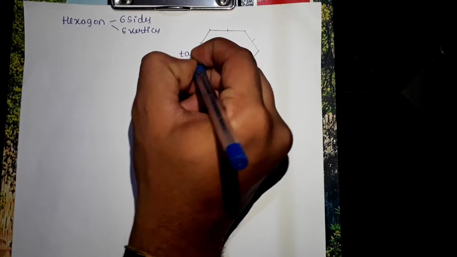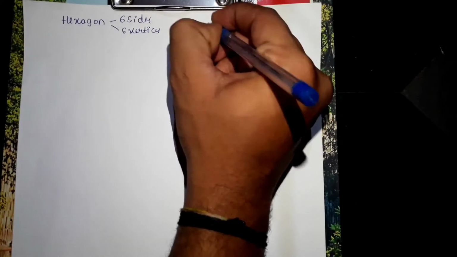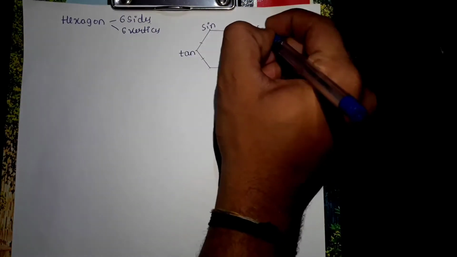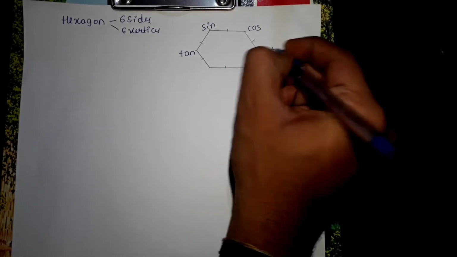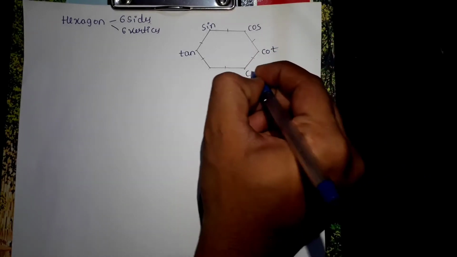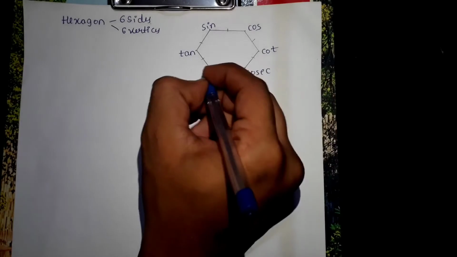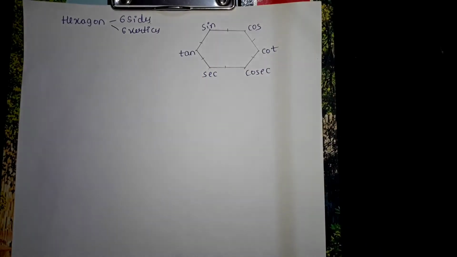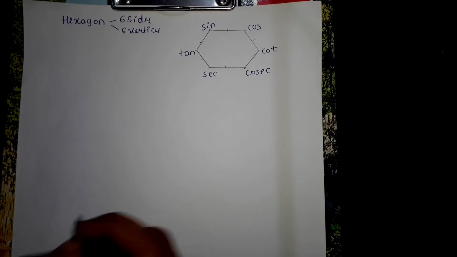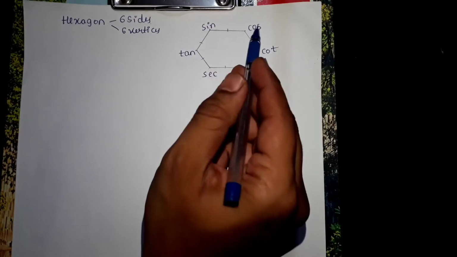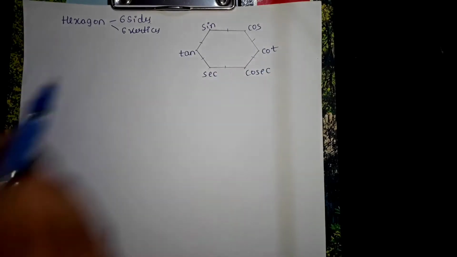Those are tan, sine, cos, cot, cosec and sec. These are the 6 trigonometric functions, and the most important thing to remember is that the positions of the trigonometric functions are going to be fixed.